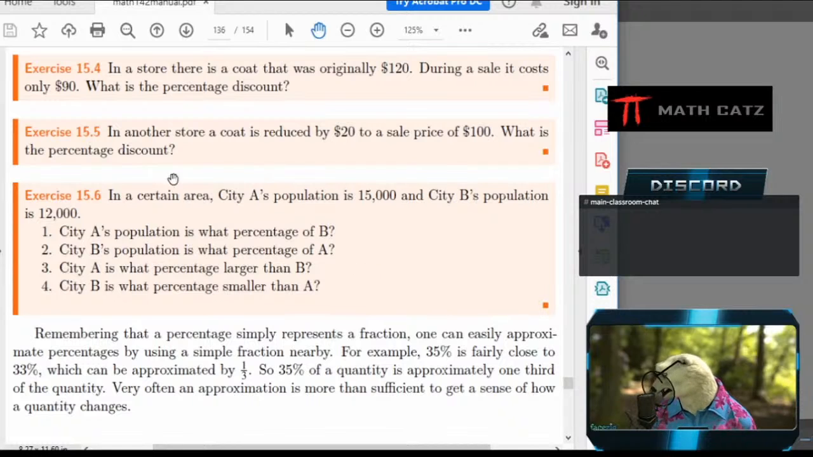All right. So we have exercise 15.4. In a store, there is a coat that was originally $120. During a sale, it costs only $90. What is the percentage discount?